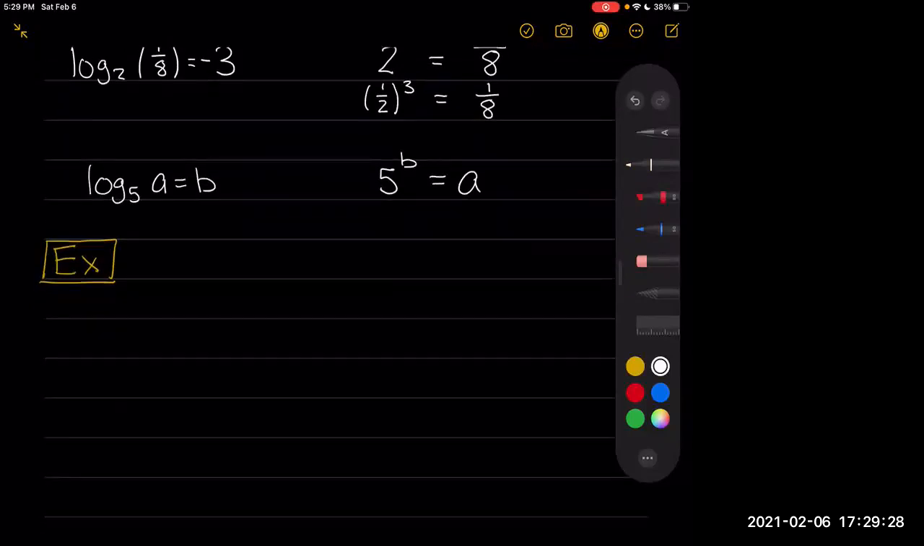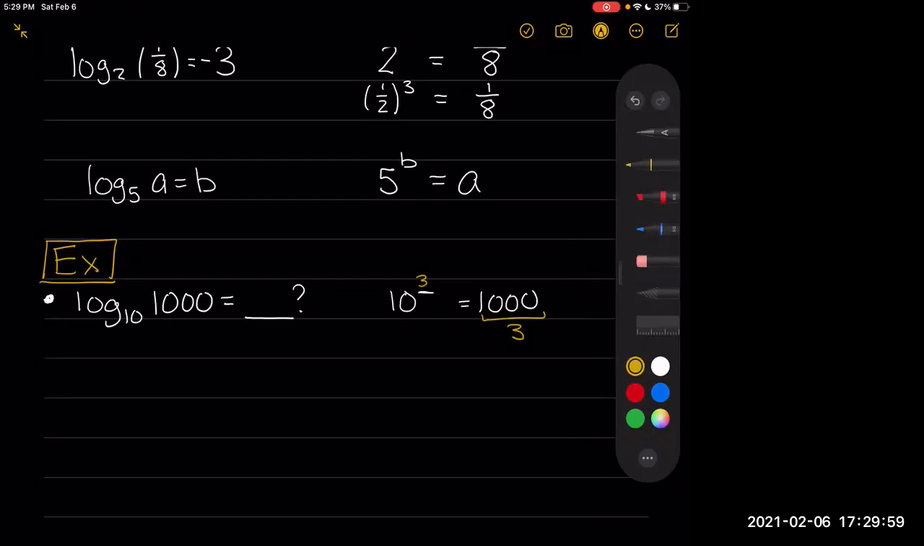So if we start with log base 10 of 1,000, what does this equal? Well, we're going to look at what power we need to raise 10 to get 1,000. From before, since there's 3 zeros here, that means we're going to have a 3 as the exponent. So log base 10 of 1,000 equals 3.